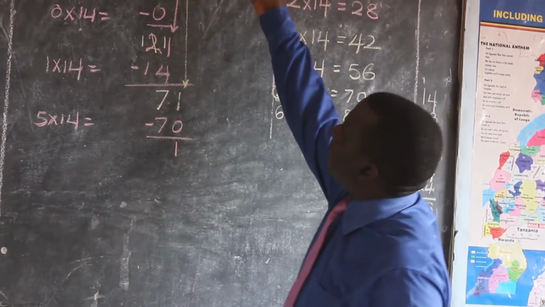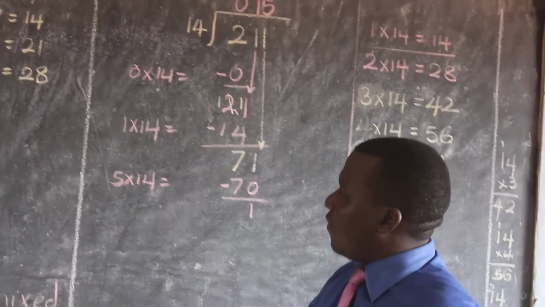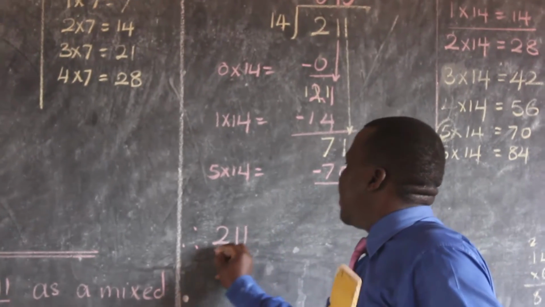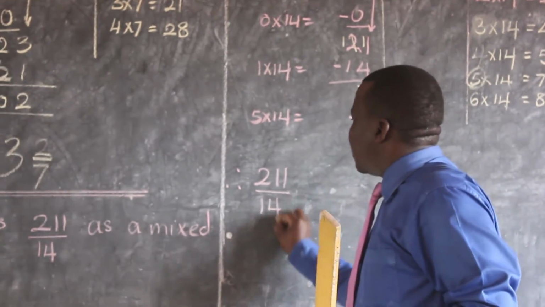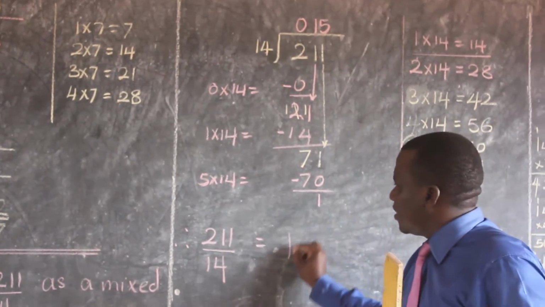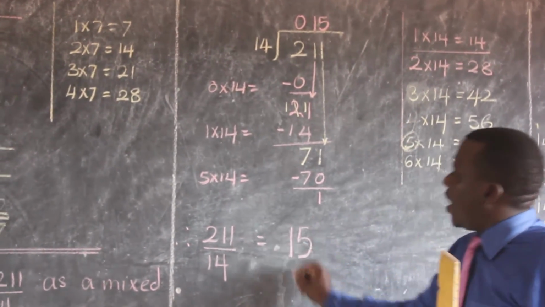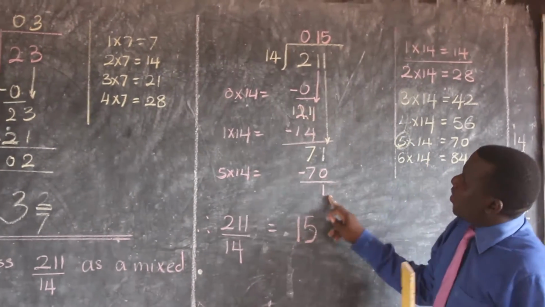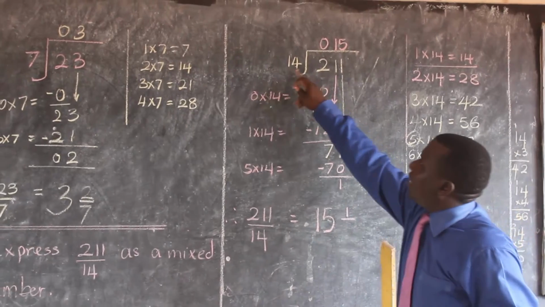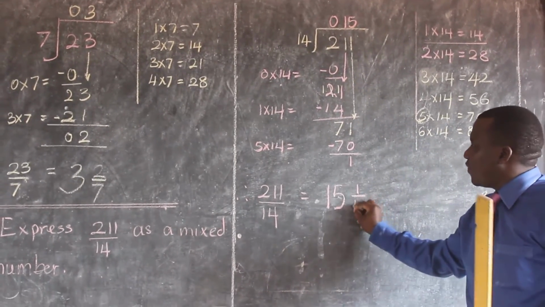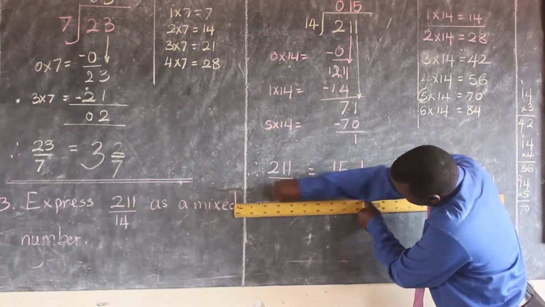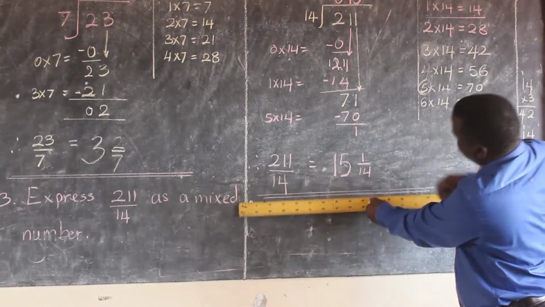So it means that finally you have 211 divided by 14, giving you 15 whole numbers, and the remainder here is 1 out of, you maintain the denominator as 14. Okay? And that is the answer.